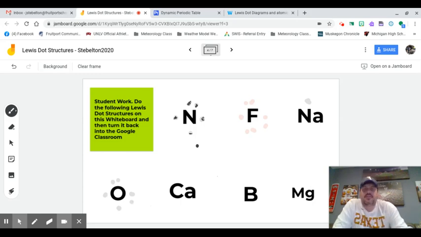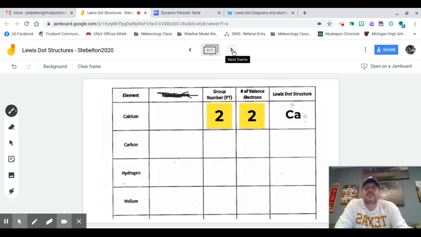So when I share this with you, I'll change the symbols a little bit, but you will put the dots around the symbol in the correct spot. Okay, the other thing that you guys will have to do is this sheet right here. There's 2 pages to it. So you are just putting the group or family number, the number of valence electrons, and then doing the Lewis dot structure. So here's calcium done for you.